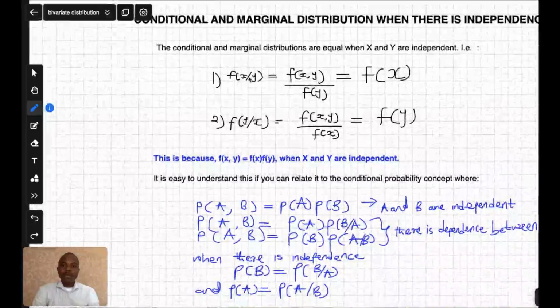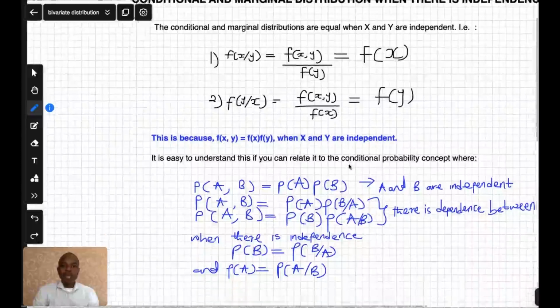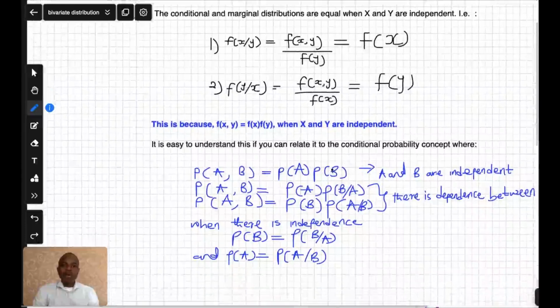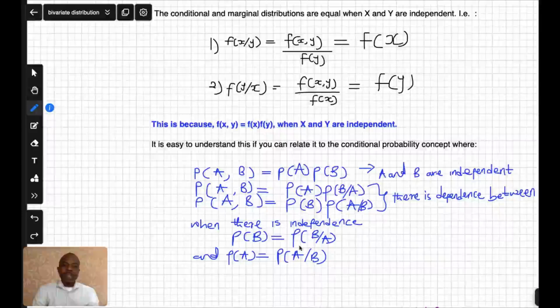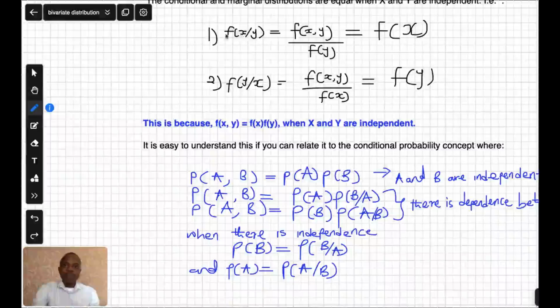Now, the distribution of x given y will be the same thing as the distribution of x alone, and the distribution of y given x will be the same thing as the distribution of y alone. Now, the meaning of this is that when there is independence, just forget about this side. Imagine that this side did not exist. So look at the equation from here to this side.